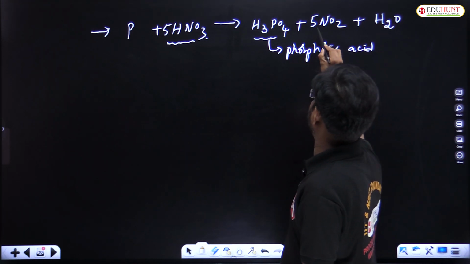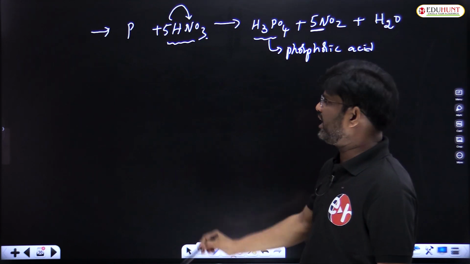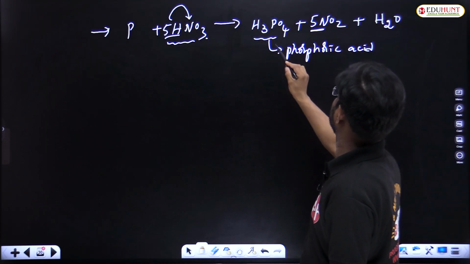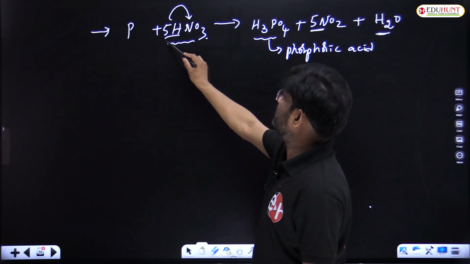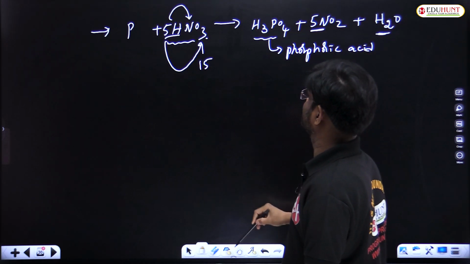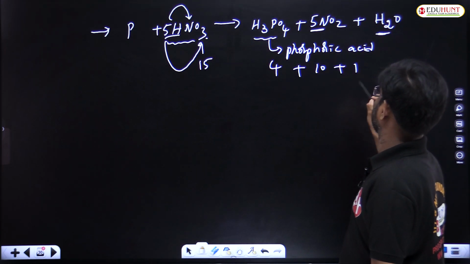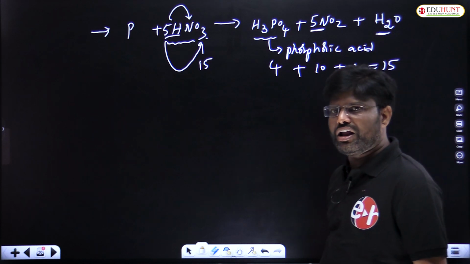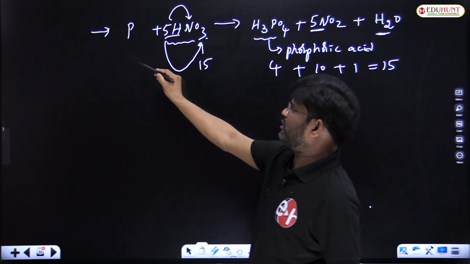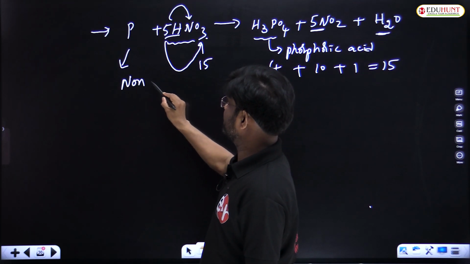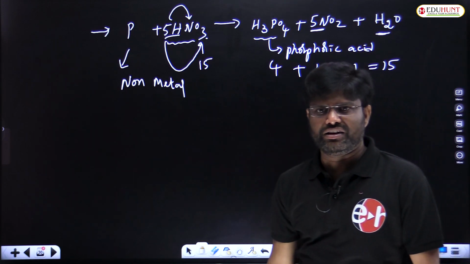So here, how many? 5 nitrogens now. Next, hydrogens, 5 hydrogens. Here 3 plus 2, 5. Balanced. Next, oxygens, 15 oxygens. Here 4, here 10, and here 1. Total 15 oxygens. Now all are balanced. So in this reaction, phosphorus reacts with nitric acid. Phosphorus is a non-metal.